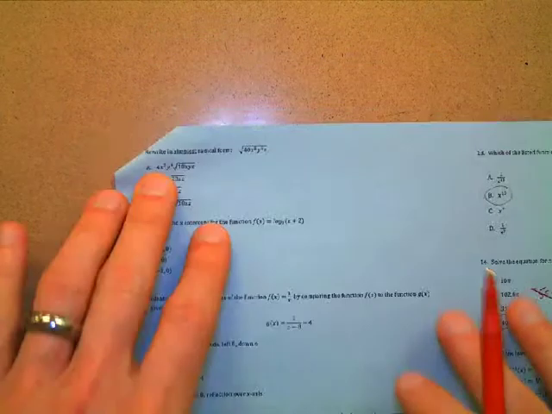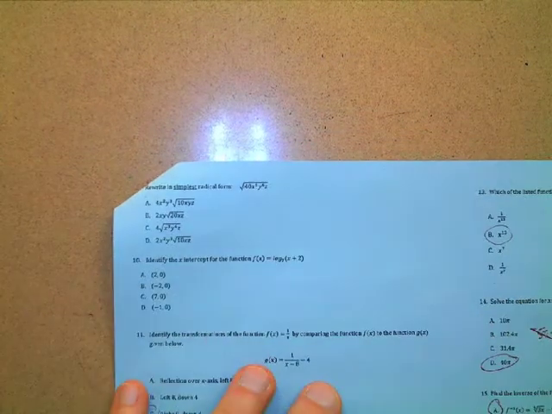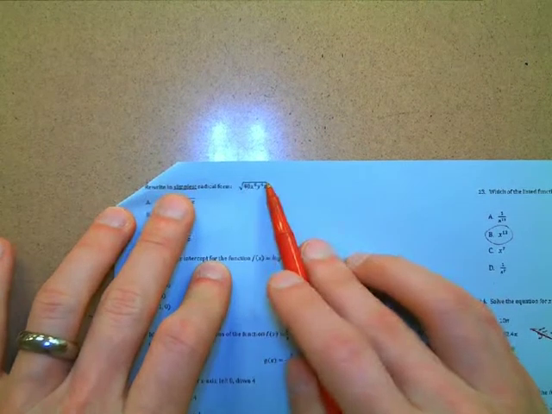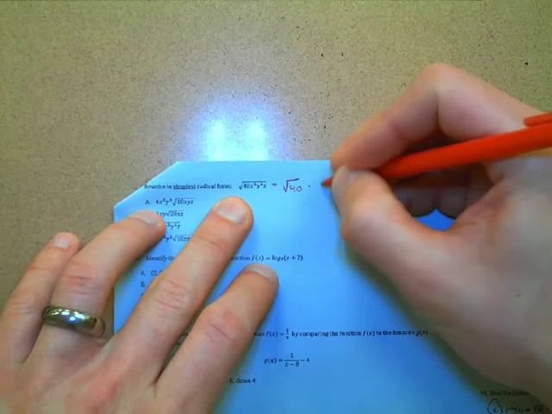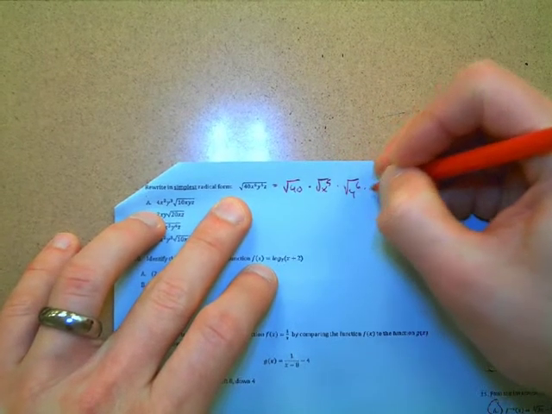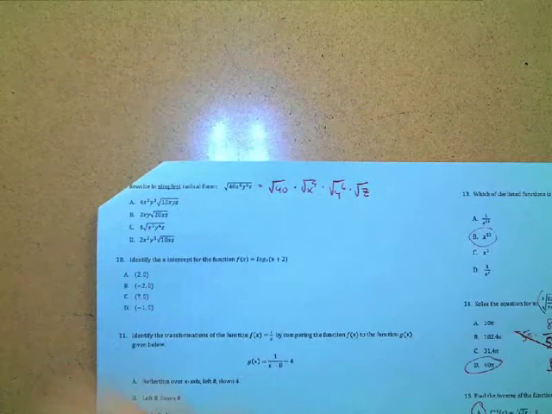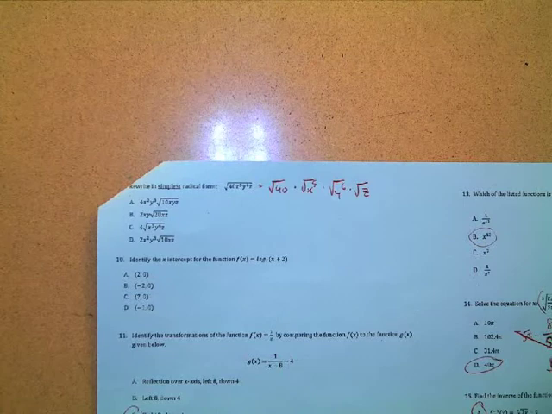All right, I want to talk about number 9 next. Number 9. Okay. Simplest radical form. So here we're taking a square root. Okay, so remember that's equal to the square root of 40 times the square root of x to the 5th. I'm going to break this up. Is 40 a perfect square? No, it's not.